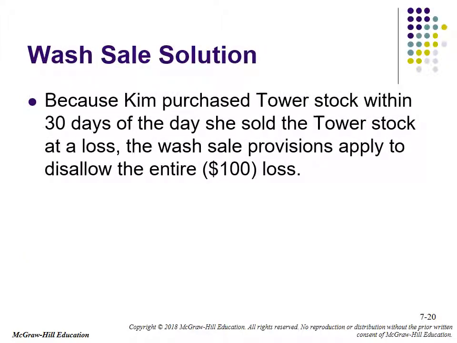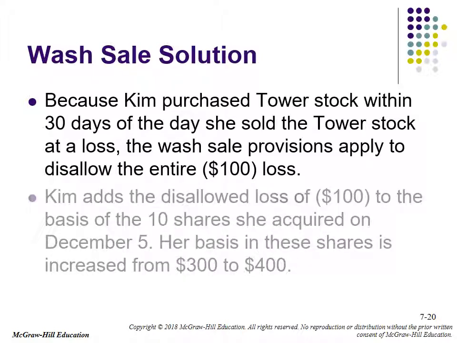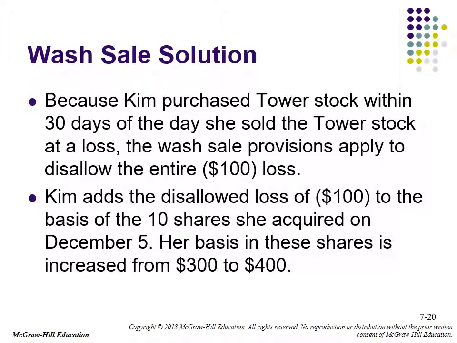So Kim purchased Tower stock within 30 days of the date she sold the Tower stock at a loss. So the wash sale provision won't allow her $100 loss from the sale. Instead, her basis in the shares she had bought, remember she bought 10 shares on December 5th for $30 a share, we'll add that loss to the $300. So instead of taking a loss, we'll just say she paid more for the stock she had bought, which disallowed the loss for a future sale.